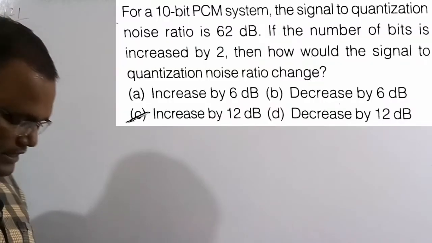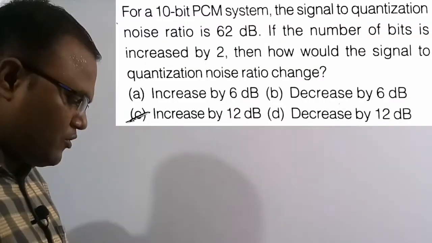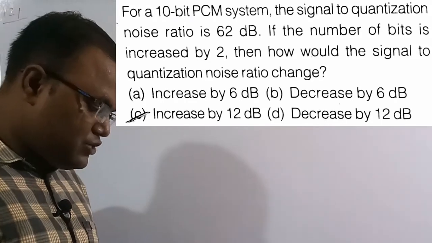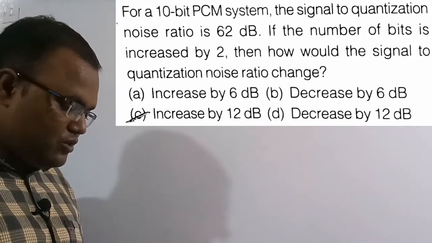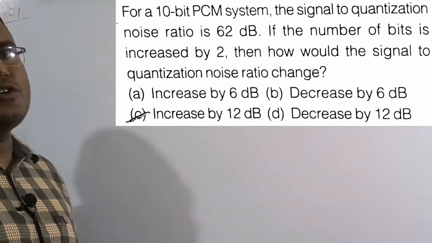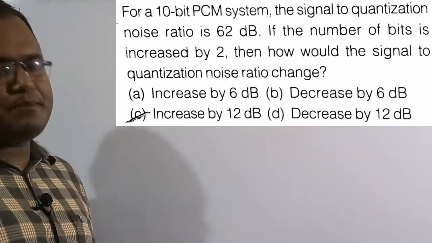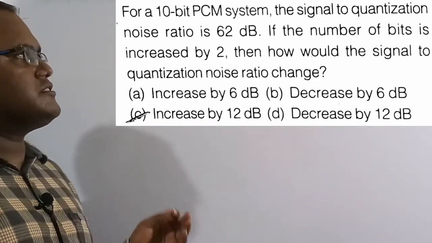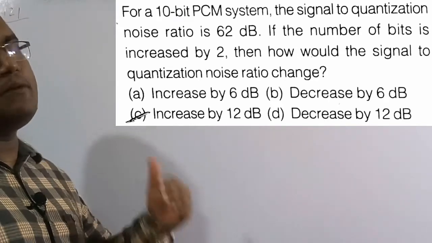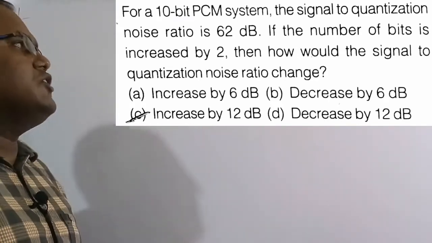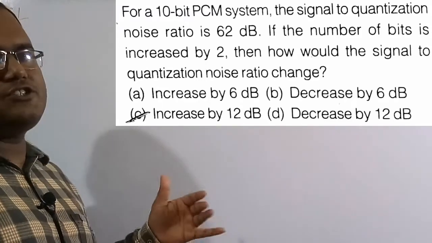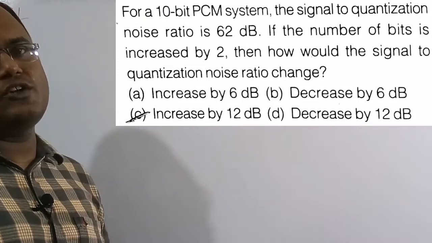See the question here. For a 10-bit PCM (pulse code modulation) system, the signal to quantization noise ratio is 62 dB. If the number of bits is increased by 2, how would the signal to quantization noise ratio change? In the question, when n is equal to 10 bits in the PCM, the signal to quantization noise ratio in dB is 62. If the number of bits is increased by 2, the total number of bits is 10 plus 2, which is 12. So when n is equal to 12, we need to find the signal to quantization noise ratio and how much the change is in dB.